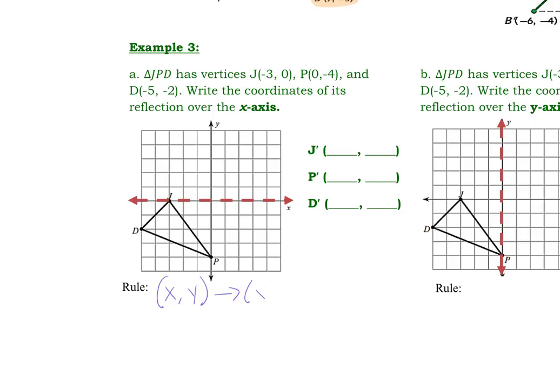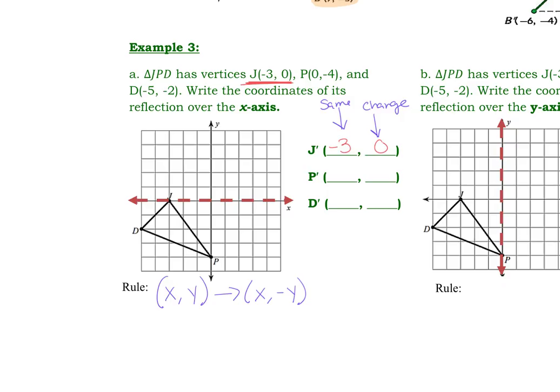So x comma y is going to become x comma negative y. The first number is going to stay the same, but the second number is going to change. All right, so looking at J, right here I've got negative 3, 0. So for J prime, we're going to put negative 3, 0, right? So 0 changes, but there's no such thing as negative 0, it's still 0. So that one's just going to stay the same.